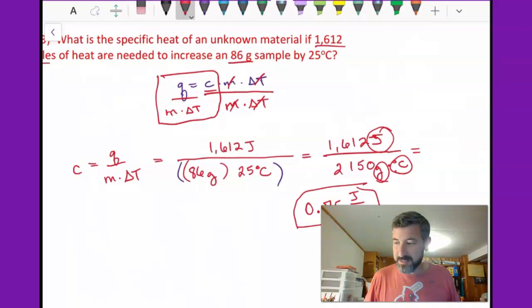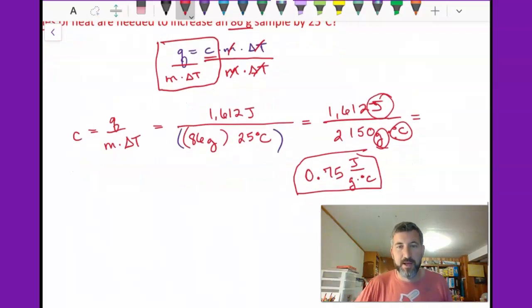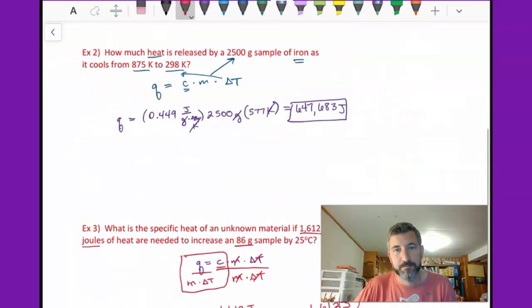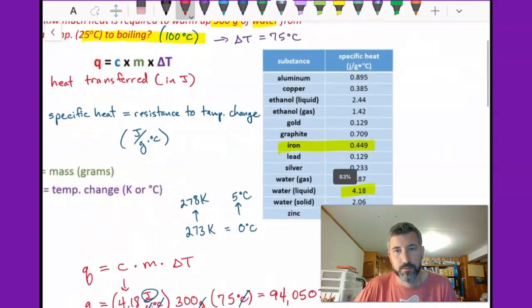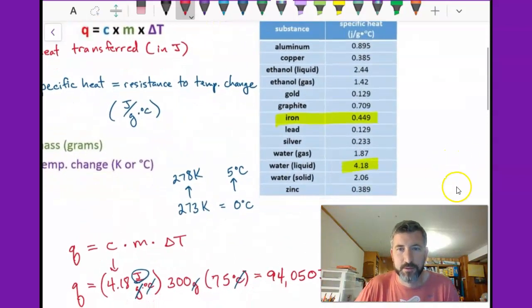And the last question is, is that a reasonable specific heat? 0.75. Looking at the table, yeah, I mean that falls. And again, this is only a small list of substances. But you can see graphite is around there, a little bit lower. So that doesn't mean that the substance is graphite, but at least it's a reasonable specific heat for us to get.